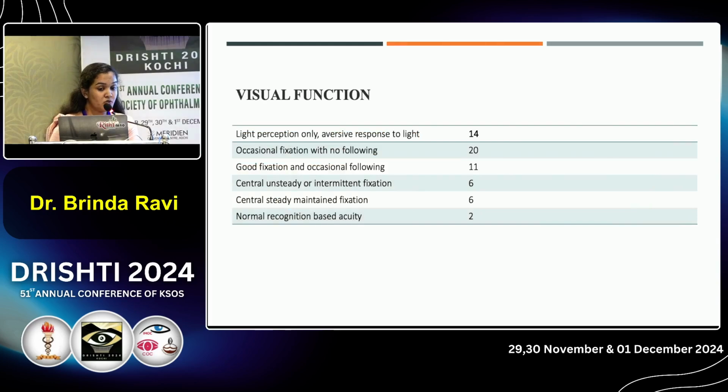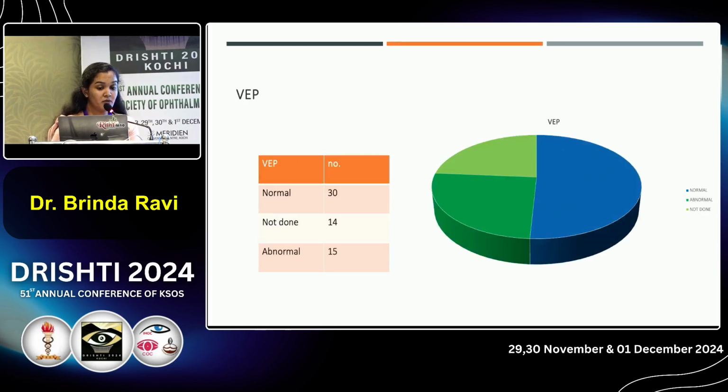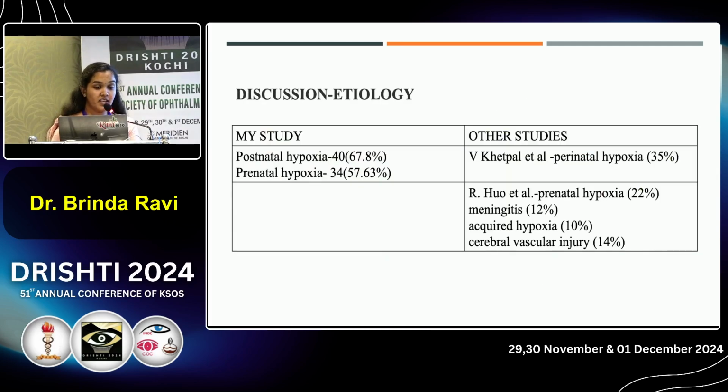Visual function: most of the children who attended had profound visual loss and showed occasional fixation with no following. Fundus examination was normal in the majority of them. VEP was abnormal in 15 of them. In the MRI records, most of them had periventricular leukomalacia followed by hypoxic ischemic encephalopathy.